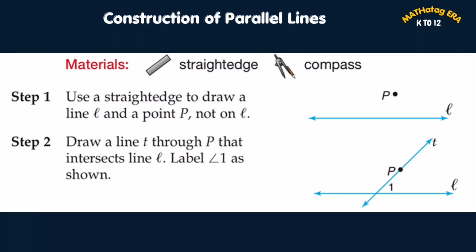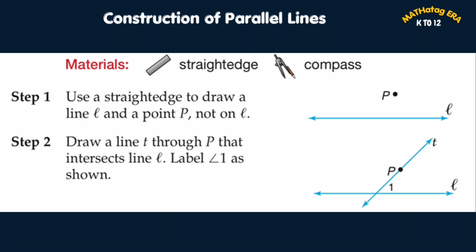Meron tayo ditong line L and point P, which is not on line L. Ang goal natin is makapag-construct ng line parallel to L through point P. Using your straight edge, mag-draw muna kayo ng line L, then ipi-place nyo yung point P above the line. Remember na ang point P should not lie on line L.